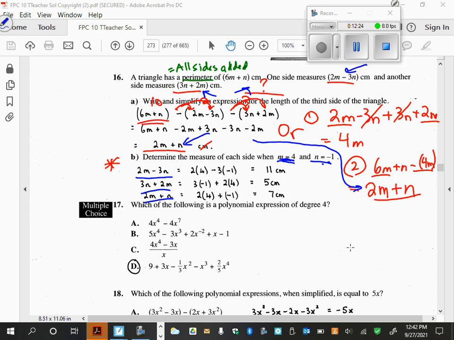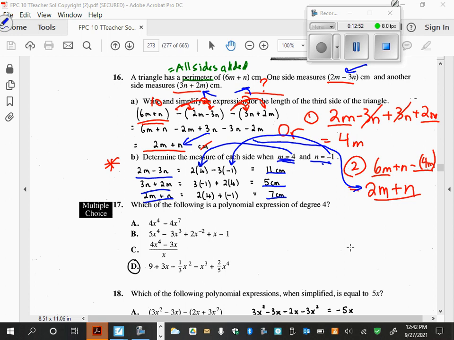When you sub in 4 for m and -1 for n, what do you get? So one side is 11 centimeters, one side is 5 centimeters, and one side is 7 centimeters. You may get that. That's an amazing, awesome answer. And thank you again for doing your homework. We are going to have half an hour or more homework every day in math. That's the way it's going to roll in high school.